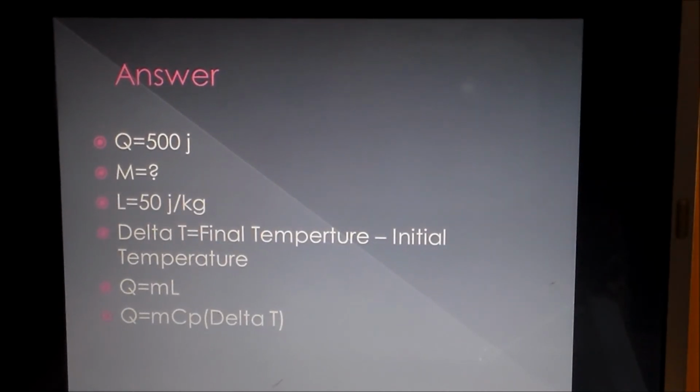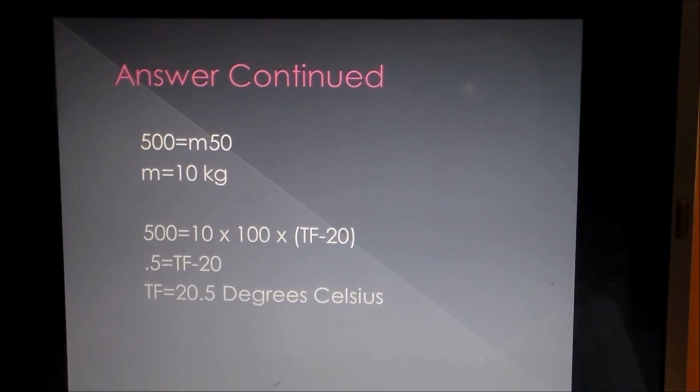Well, in the answer from our previous slide, or the second question, Q equals 500 joules. We're trying to find mass, and our latent heat equals 50 joules per kilogram. Delta T equals final temperature minus initial temperature, and our initial temperature is 20 degrees Celsius. Our two formulas we'll be using are Q equals ML and Q equals m Cp delta T. So we plug in the numbers for Q equals ML, we get 500 equals mass times 50. Therefore, our mass will be 10 kilograms.